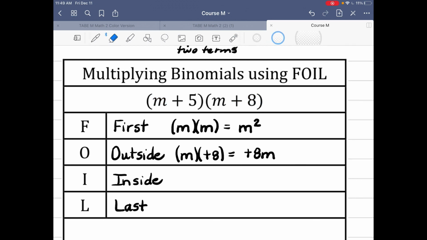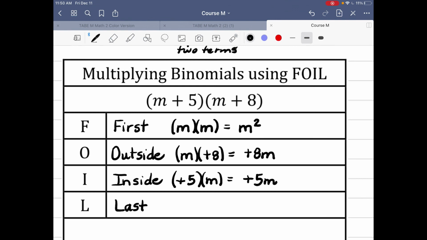Inside, I have a plus 5 and an m. Plus 5 times m. So plus 5 times m is going to be plus 5m. Those are the inside terms.